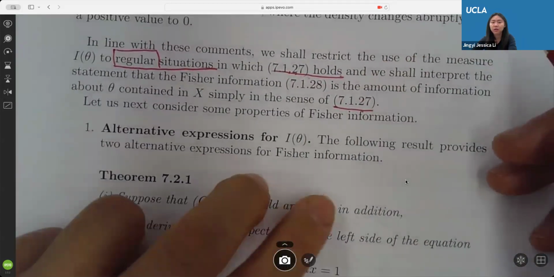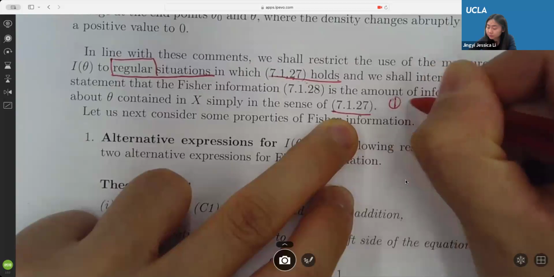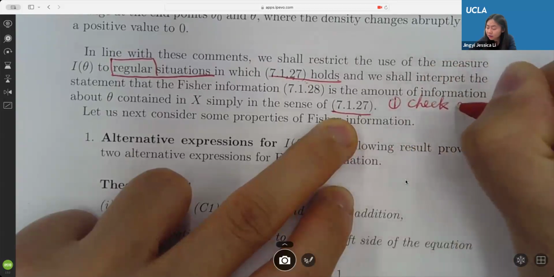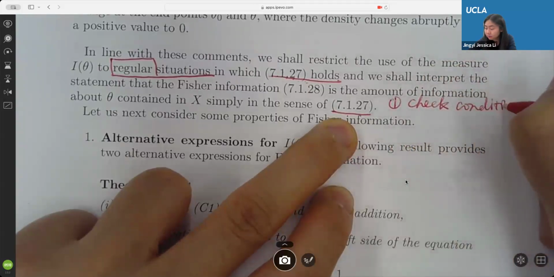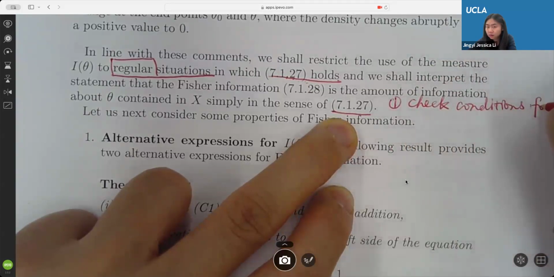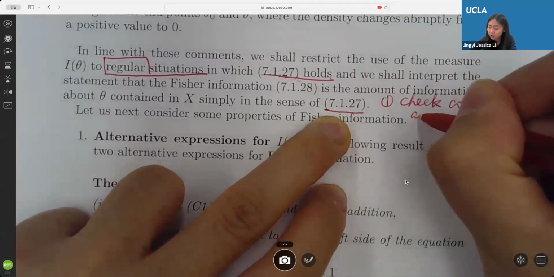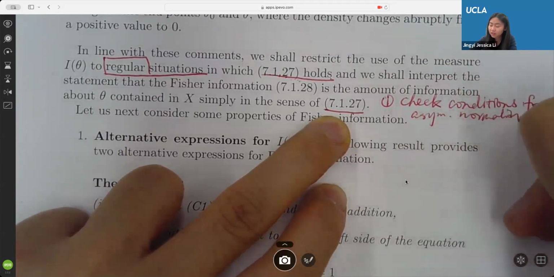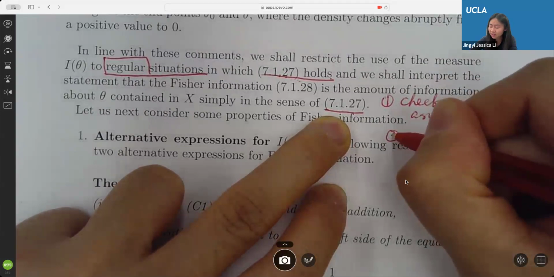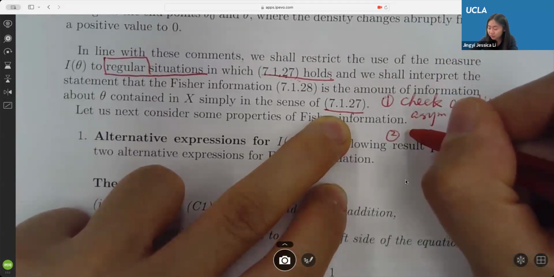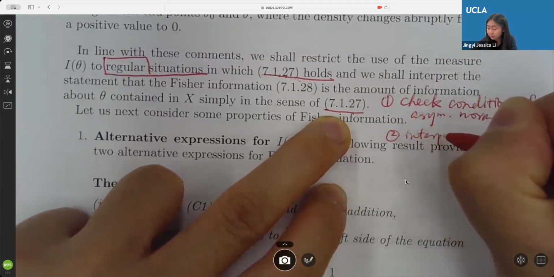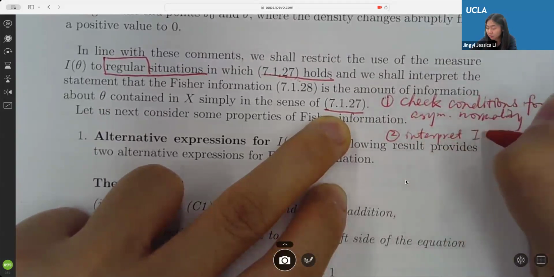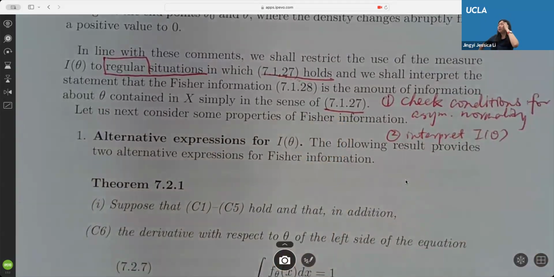Okay, let me just try to reiterate this. First, check conditions for asymptotic normality. Okay, check this first. Second, then interpret Fisher information. You only do that. Otherwise, that Fisher information may be uninformative.